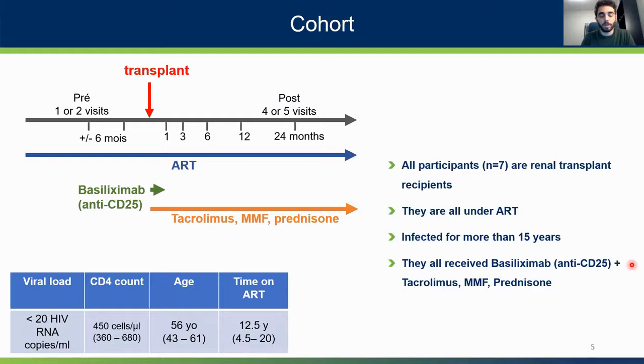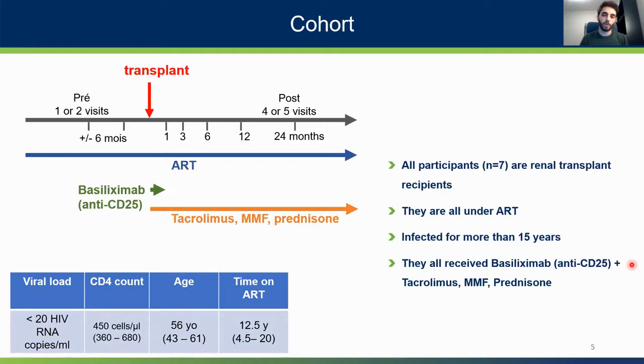So to show it, we're lucky enough to have access to a cohort of 7 participants who are living with HIV and have all received a kidney transplant. They're all under ART, infected for more than 15 years, and have all received the same combination of immunosuppressors. The viral loads are undetectable. The average CD4 count is 450. The average age of the participants is 56 years old, and their time on ART is around 12.5 years.